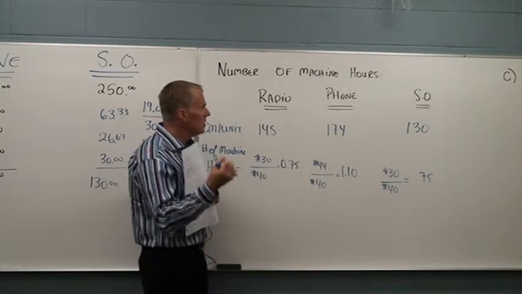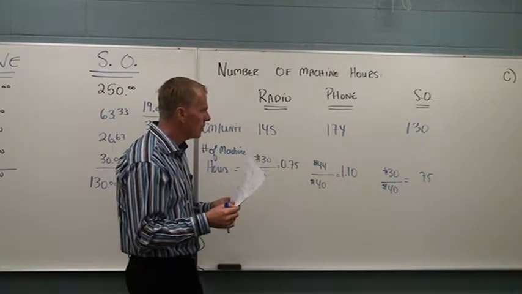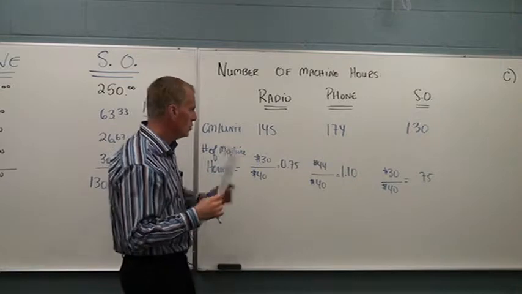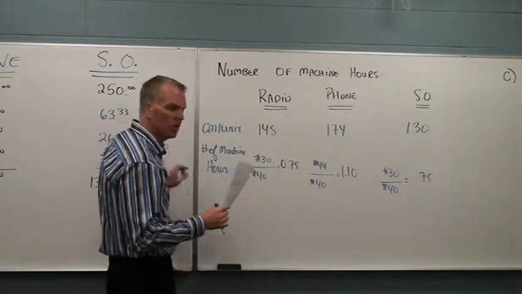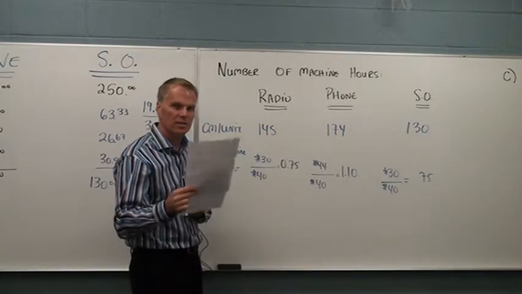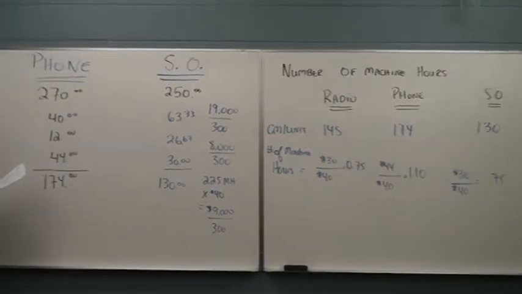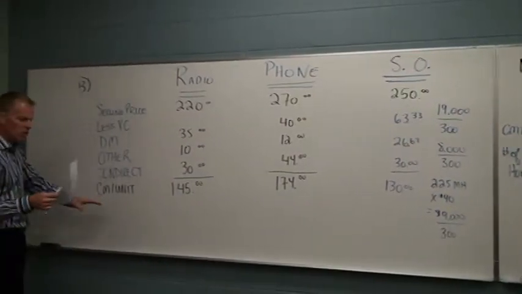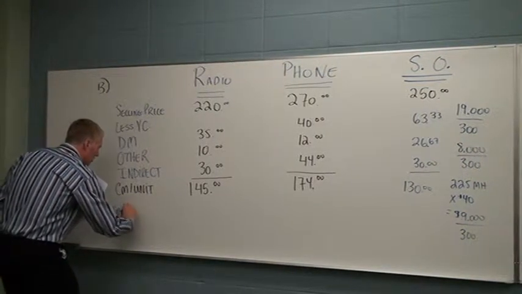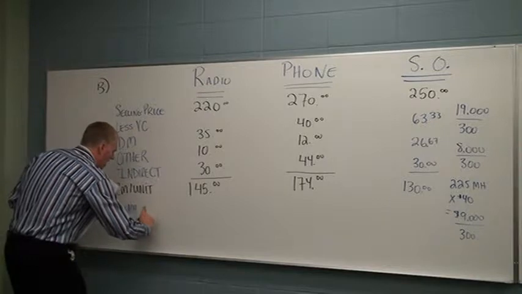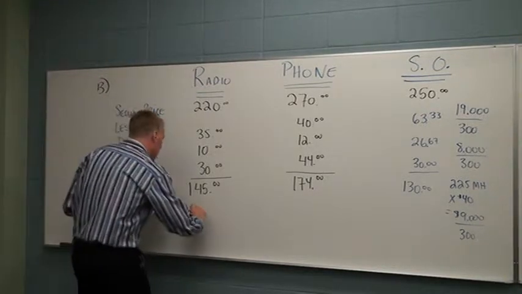So you can see there that the radio and the special order take the same amount of time to make. So when you now do your calculations, and we'll move back over here to our original schedule, you can see that we're going to get some interesting numbers. So let's move back over here, and we're going to take a look now at our contribution margin per machine hour. And we'll introduce our information.